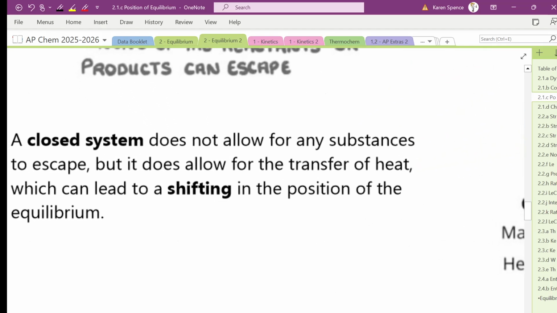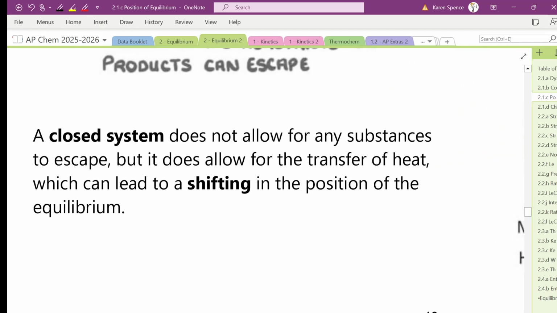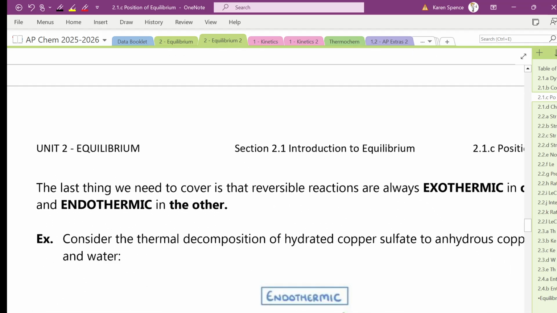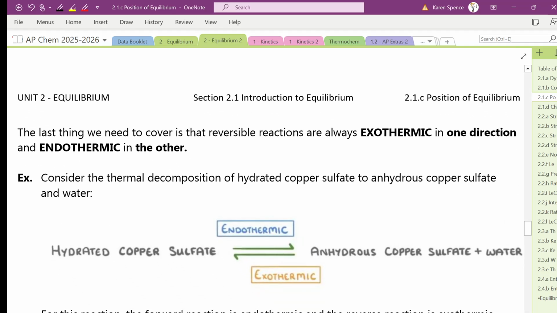A closed system does not allow for any substance to escape, but it does allow for the transfer of heat, which can lead to a shifting in the position of the equilibrium. The last thing we need to cover is that reversible reactions are always, and hopefully this makes sense, exothermic in one direction. And if they're exothermic in one direction, what do they have to be in the other direction? They have to be endothermic in the other direction, right?